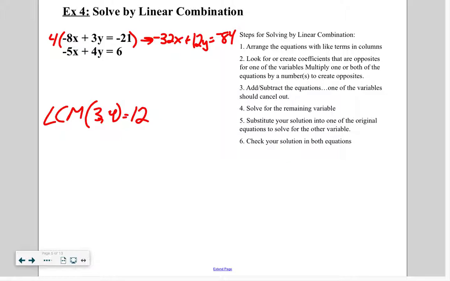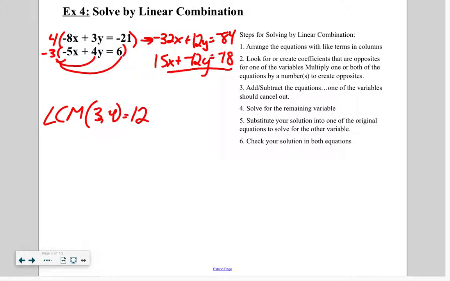Now, we got to pump the brakes a little bit here. Now I have a positive 12y on top. I want a negative 12y on the bottom. So I need to multiply this by not just 3, but a negative 3. Because now I'll have a negative 12y sitting right here. But let's make sure we distribute this to everything. So we have 15x and a negative 18.